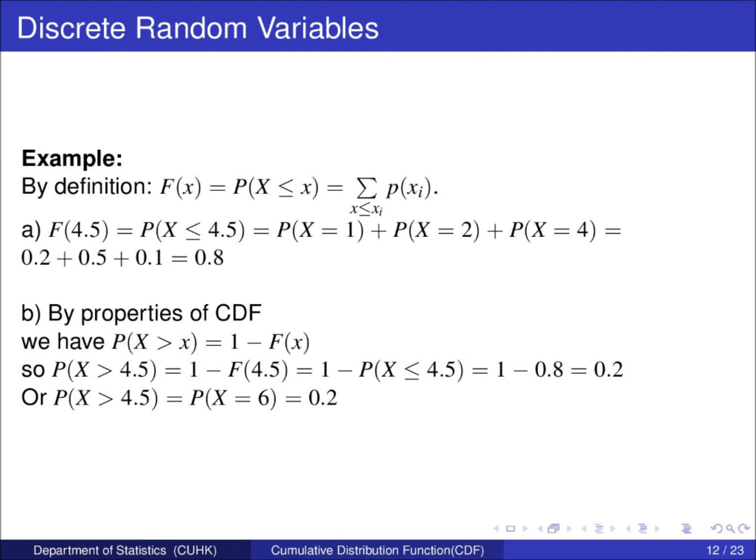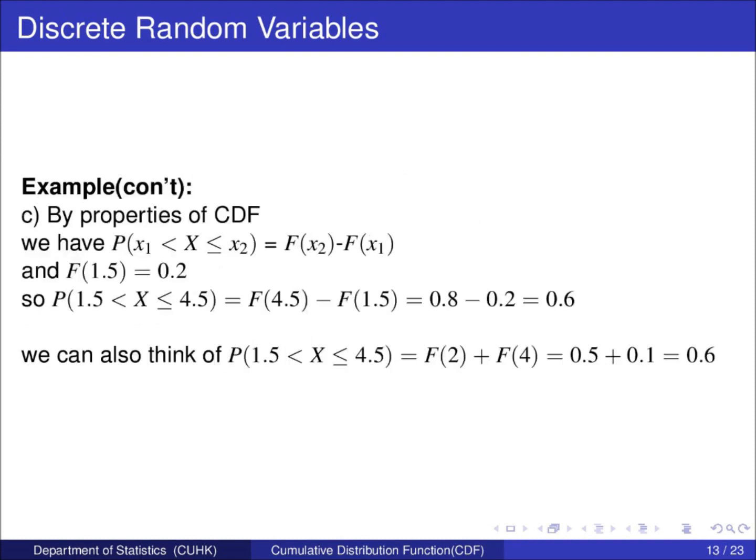For part B, the property of CDF says that the probability of capital X larger than small x, a value, is equal to 1 minus Fx. So the probability of capital X larger than 4.5 is equal to 1 minus 0.8, which is equal to 0.2. Or we can think of the only case that fits here, which is that x larger than 4.5 happens when x equals 6. So we also know the probability is equal to 0.2.